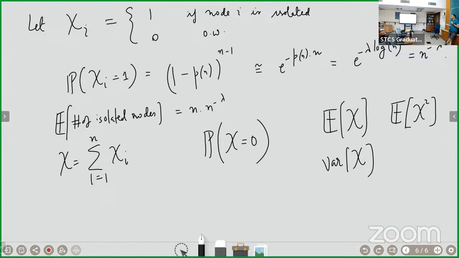Are the I's independent? Think about it. If that was true, a lot of things would have simplified. So suppose I give you information that this particular node is isolated. Does it tell you something about other things? It does. Why is it isolated? Because it's not connected to anybody. So that tells you that the rest of them also are not connected to it. I see. They are not independent.